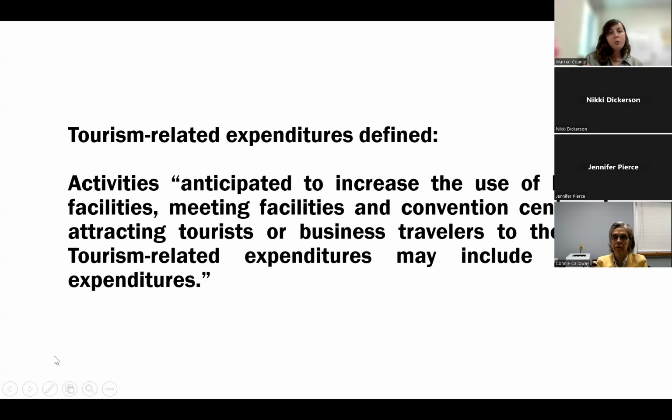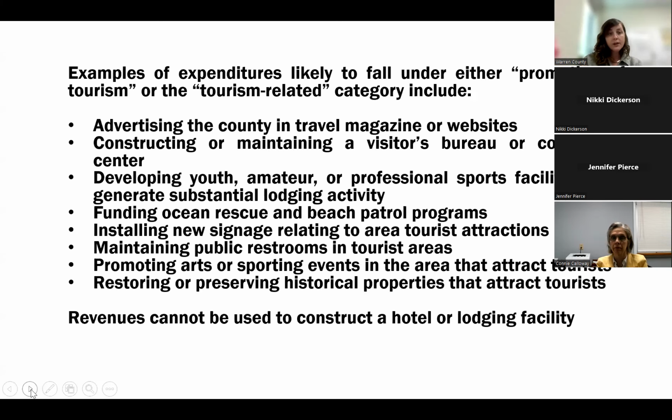A couple more points. What is a tourism related expenditure? It is any activity that is anticipated to increase the use of lodging facilities, meeting facilities, convention centers by attracting tourists or travelers. It can include capital expenditures, and you heard Angela talk about that a little earlier.